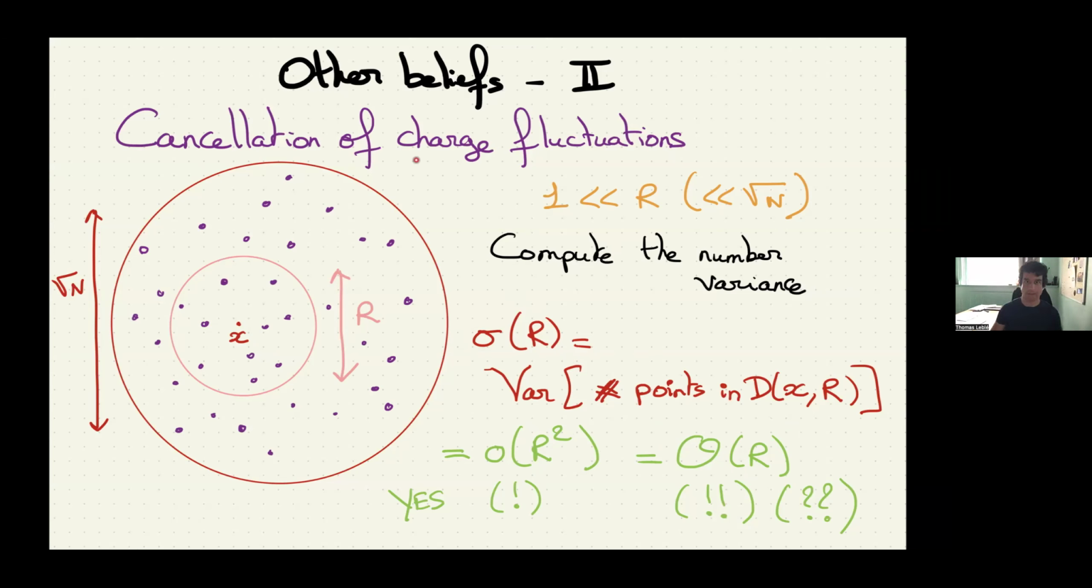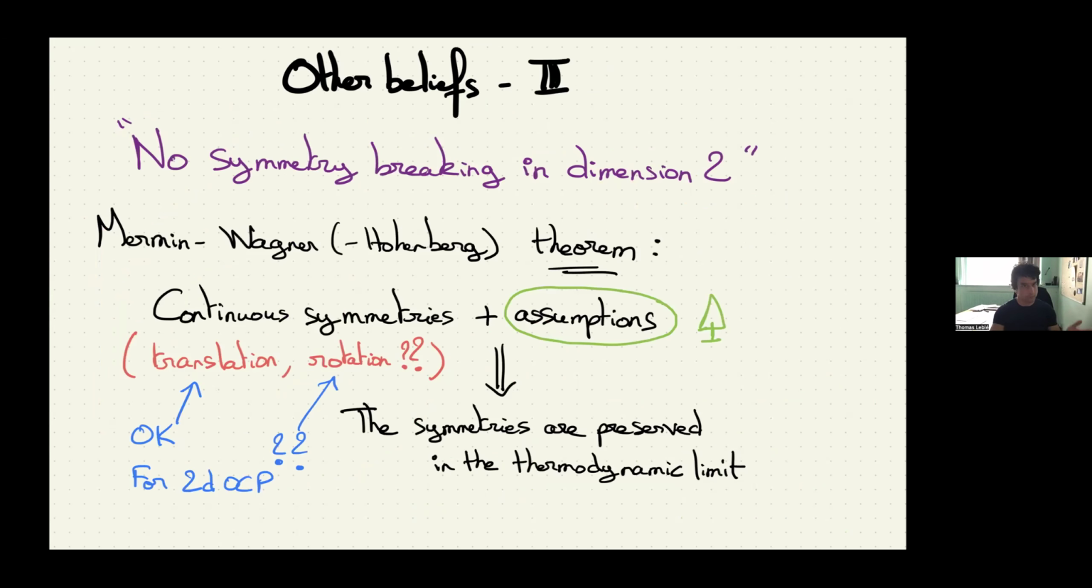So this cancellation of charge fluctuations is sometimes called hyperuniformity. It's another property of the system that the physicists were very interested in during the 80s. There is a series of papers devoted to it. I didn't write the references, but I'm happy, if anyone is interested, to think of them or send them by email at the end.